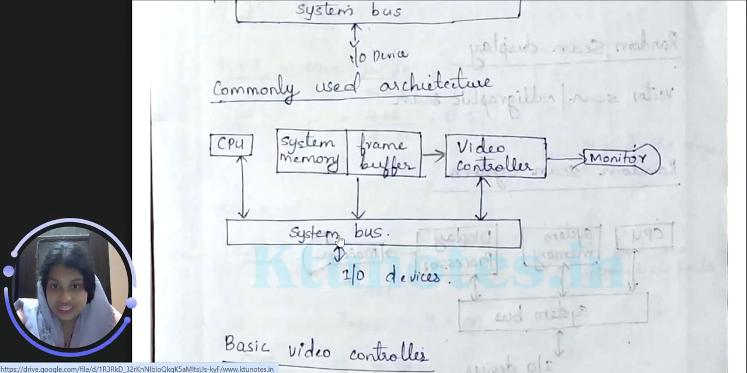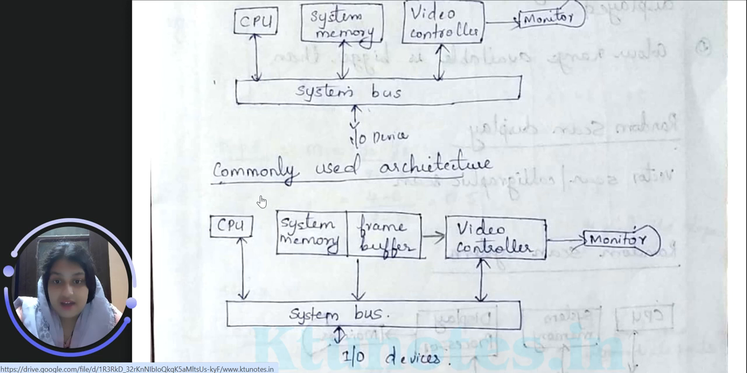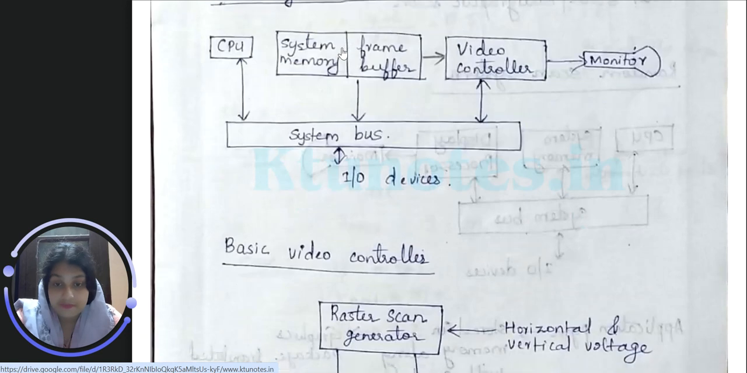That is, the input device connected to the system bus. It's similar to this one. We have the CPU, we have the system memory, but we will also have a frame buffer which is connected to the video controller. Try to draw this picture.